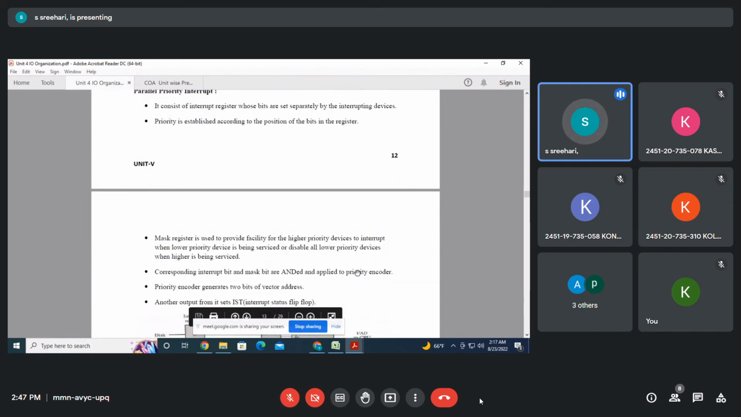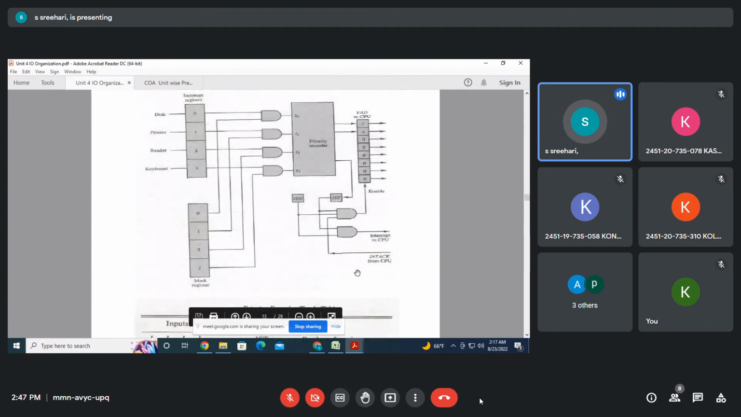Then we have parallel priority. The priorities are given in a parallel way. So we have four devices connected in parallel, and we can use a mask register to mask the particular interrupt, that is, to enable or disable it. Okay, that is the parallel priority.